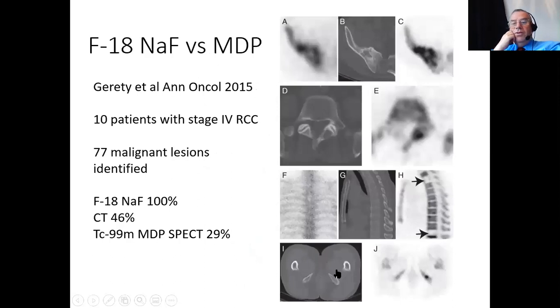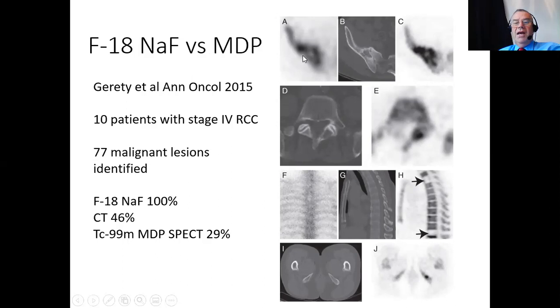This is part of a study that we were involved with looking at sodium fluoride versus MDP in patients with renal cell carcinoma. And this is a number of patients that we had. And here we looked at 10 patients with metastatic RCC with 77 lesions identified. With sodium fluoride, we found all the malignant lesions. CT found 46% of those, and MDP found just 29%.